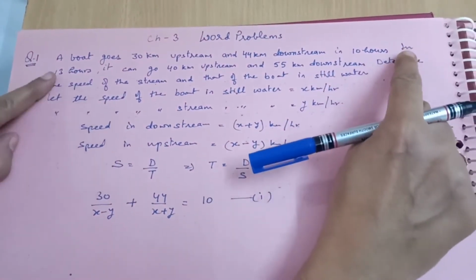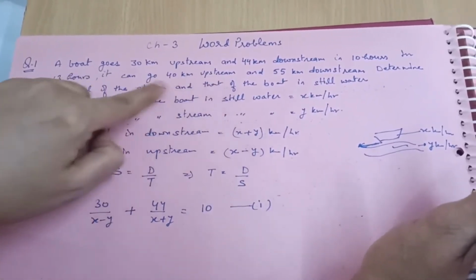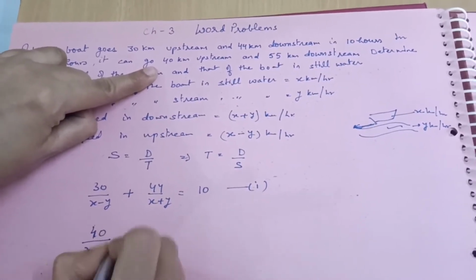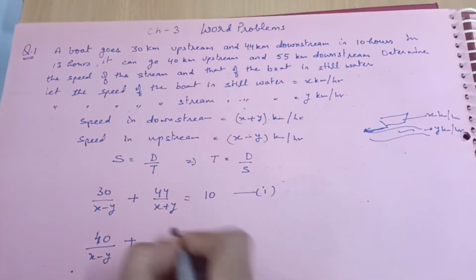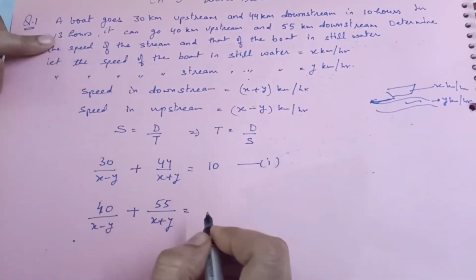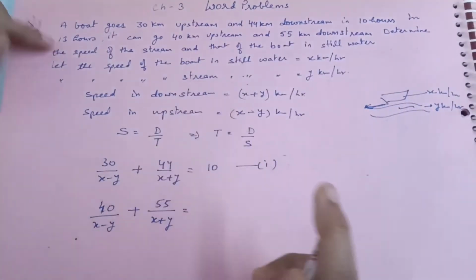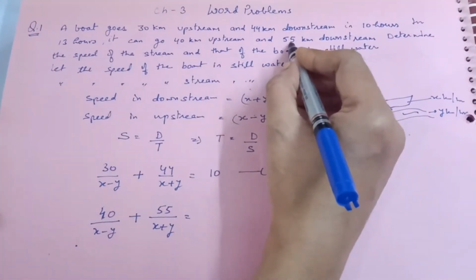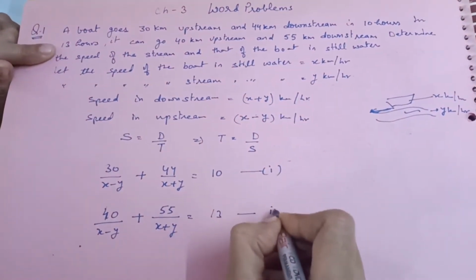Now the second one. In 13 hours it can go 40 km upstream and 55 km downstream. So the time taken to cover 40 km upstream will be distance by speed, 40 by x minus y, plus the time for 55 km downstream, which is 55 by x plus y. The total time is 13 hours. That is your second equation.